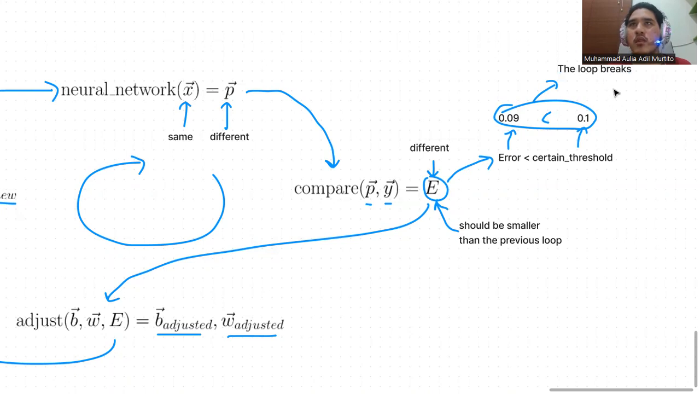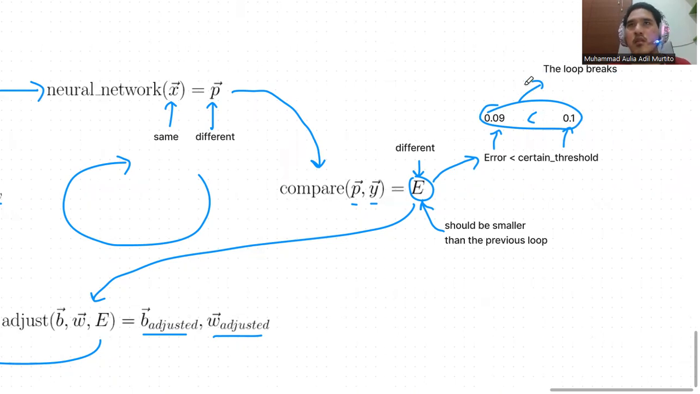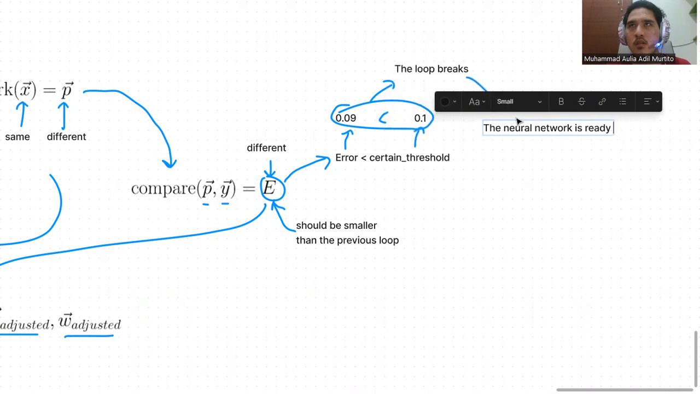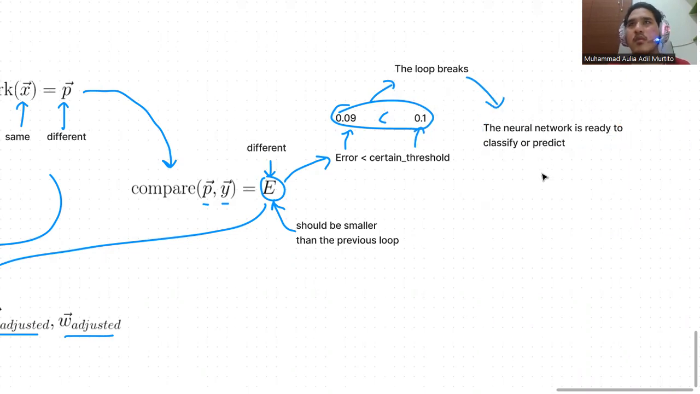After the loop breaks, it means the error is very small, so we assume that the neural network is ready to classify or to predict something. So that's how we train a neural network with backpropagation.